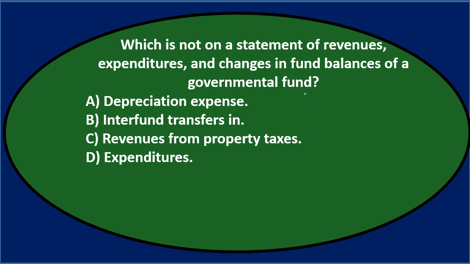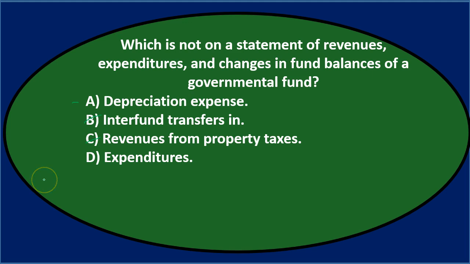So keeping that in mind, we've got depreciation expense, and that is one that relates to capital assets, which aren't typically recorded on a short-term kind of statement that's looking at current cash flow. So possibly depreciation looks like it could be the one. B says the interfund transfers in. Seems like we can have an interfund transfer. That sounds familiar. So C says revenue from property taxes. So tax revenue, you would think that would be something that could be recorded in the funds.